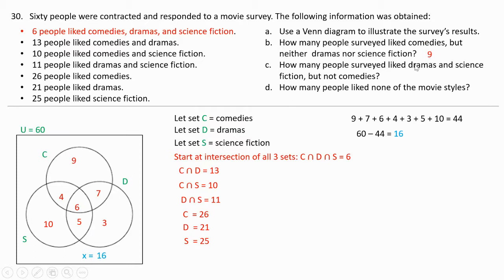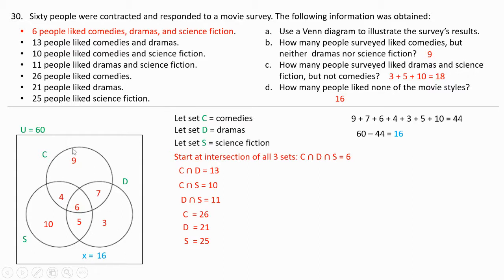Okay, now for C. How many people surveyed like dramas and science fiction, but not comedies? So they like dramas and science fiction, but not comedies. Let's see here. How many like these 2, right? But not comedies. So this will be my answer, guys. So it's going to be 10 plus 5 plus 3, which is 18. Only these right here. Okay. And I jumped the gun. Number D was how many people like none of the movie styles. So the answer was 16, guys.